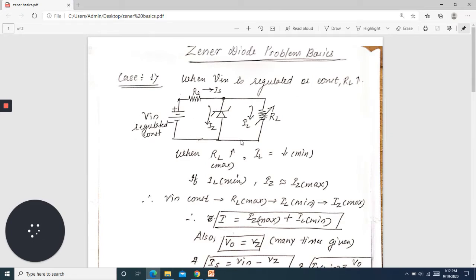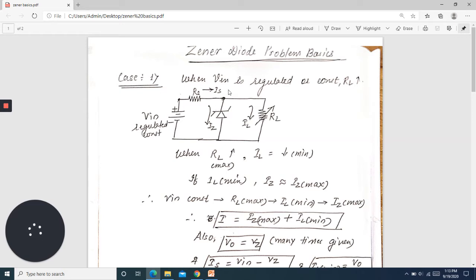Now these are the circuits usually used for finding the values of the various currents and voltages associated with a Zener diode problem. We will be looking at all the cases one by one. We are not actually solving the problem here, but covering all the types of current, voltages, and resistances associated with it, which will help us solve the Zener problem. So let us discuss all the cases one by one.